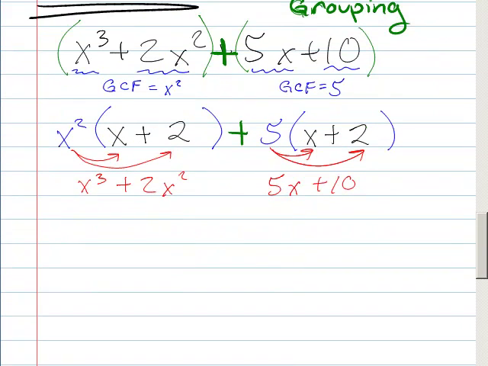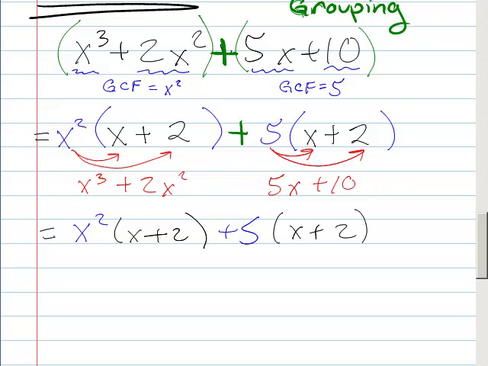So now, what we actually have is this x squared times x plus 2 plus 5 times x plus 2. And this is awesome, right? Because this is exactly what we wanted it to be. We have x squared somethings plus 5 somethings. So that means we have x squared plus 5 somethings.